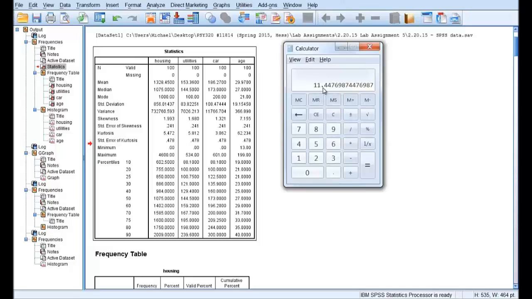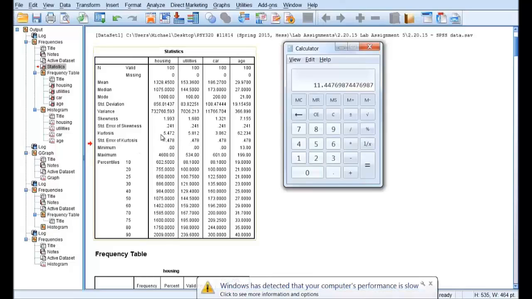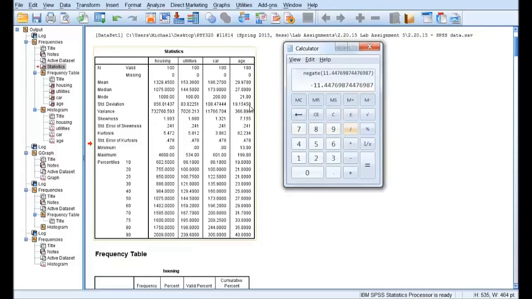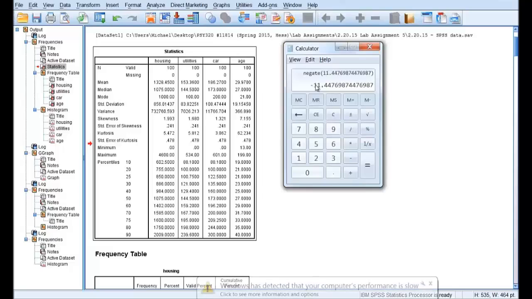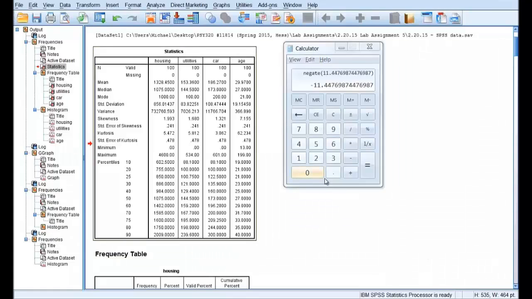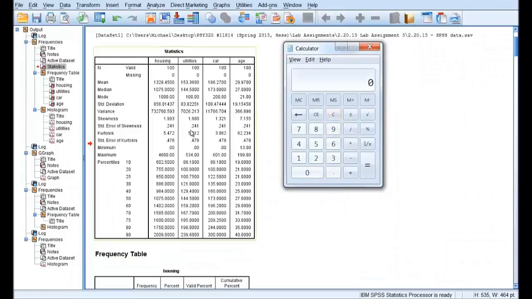And that's high kurtosis. If this value right here was negative, you would get a value of negative 11.4476. And that tells me that the kurtosis is too low. And as you recall, low kurtosis is that really flat graph. Looks like it's smushed down. And that's when scores are too spread out from the mean. You can do the same thing with the other scores. For utilities cost, you can take 5.812 as an overall kurtosis measurement and divide it by the standard error of kurtosis, but you're going to get a similarly really, really high kurtosis value.